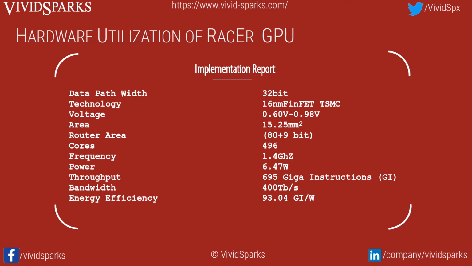This table is for the Racer GPU. We have implemented Racer GPU in ASIC 15 nanometer technology, and the table shows the implementation report. It is running at 1.4 gigahertz, consuming very minimal power, around 6.5 watts, and it can do 695 giga instructions per second. It was implemented in a 16 nanometer technology, and the data path is 32-bit. So it can do a lot of HPC or CFD, or high-end, high performance mathematical computations.